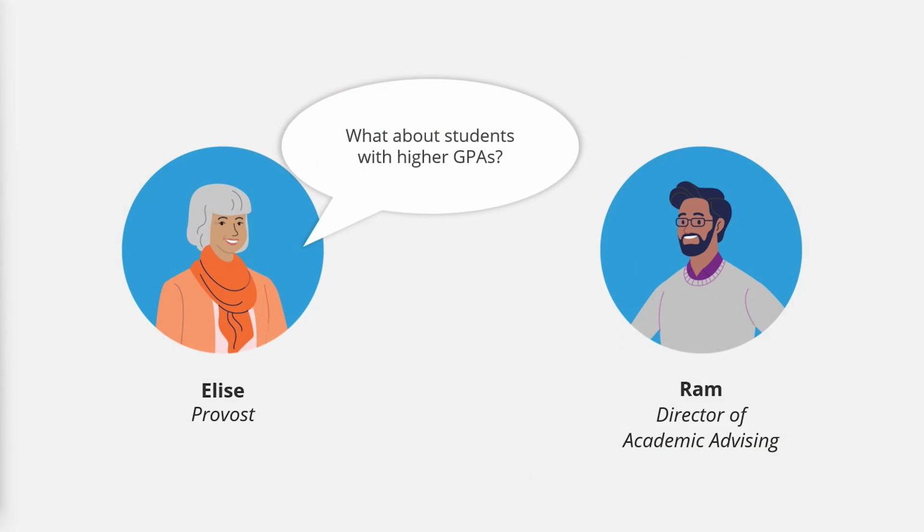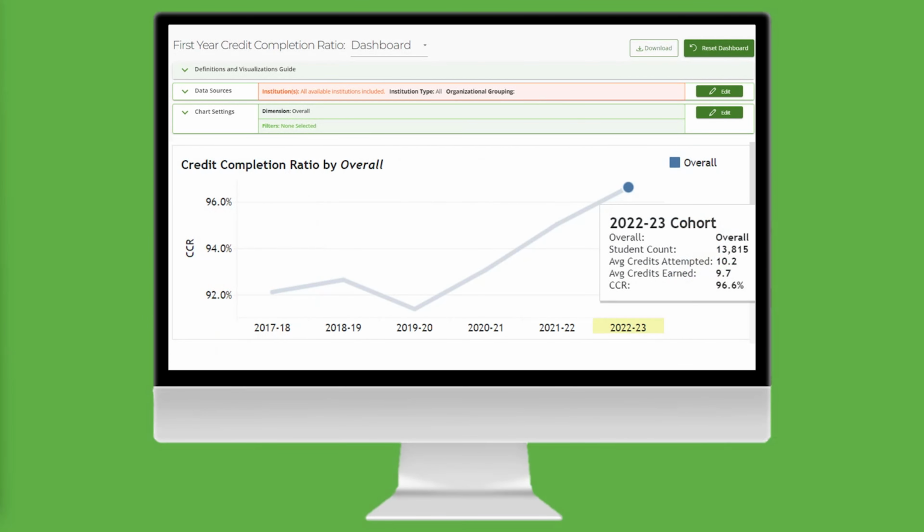Elise asks if that pattern is the same for students earning higher GPAs. So, Ram resets the GPA filter to only include students with GPAs higher than 3.0. The trend is markedly different. Starting in 2019-20, the credit completion ratio for high academically achieving students has steadily improved. Students in the most recent cohort completed 97% of the credits they attempted.